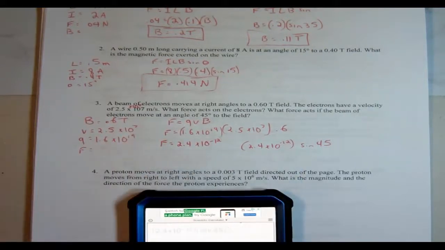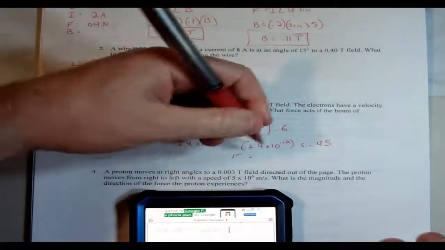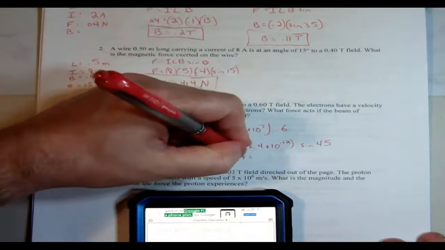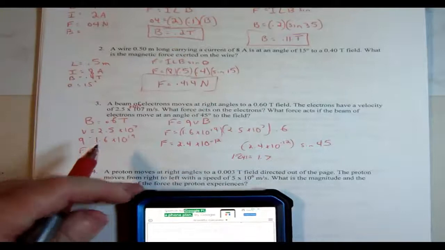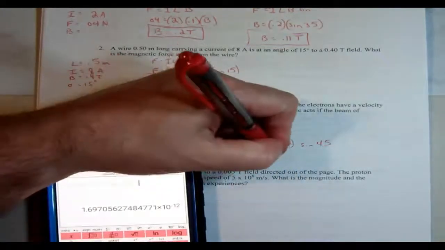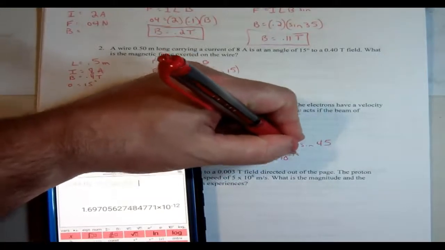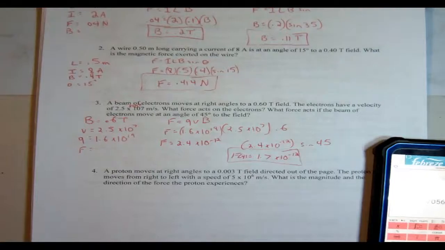Oh, perfect. So I did get it. So our new force, this is the force at an angle of 45, by the way, is 1.7 times 10 to the minus 12. So that's our second answer. So pretty easy stuff. You plug it in, you finish it. If they want an angle, you just multiply your answer by the sine of the angle. Alright, so moving on.